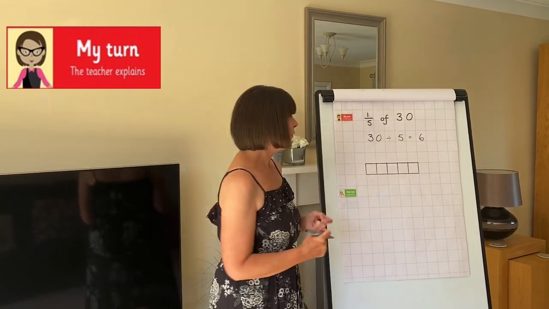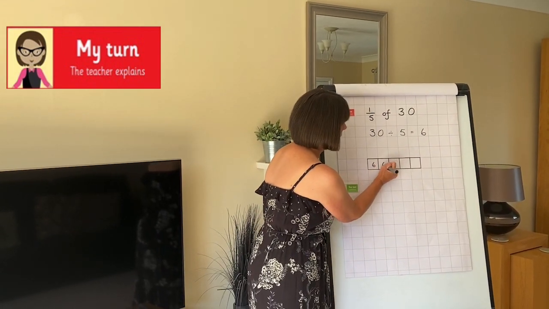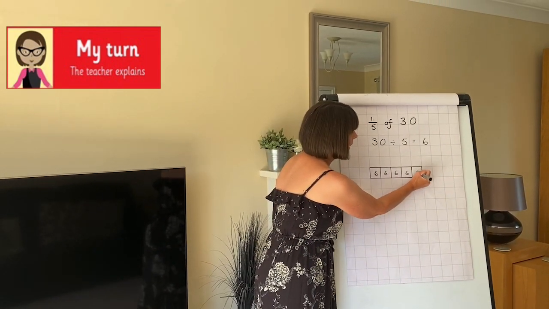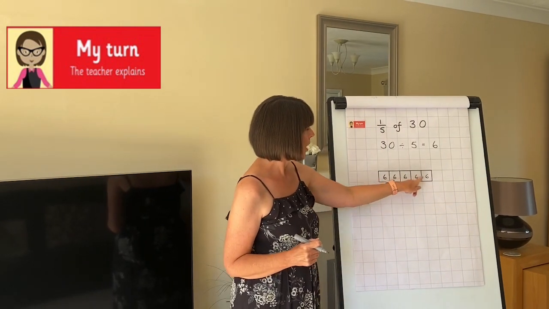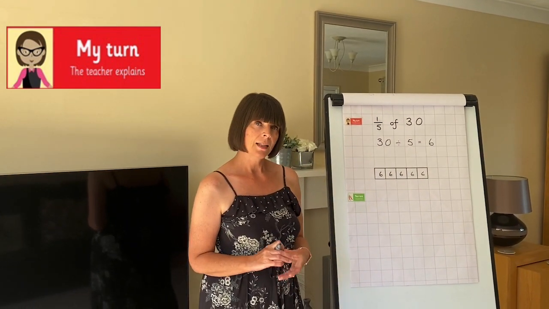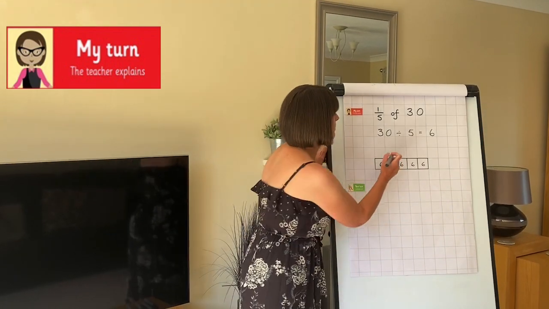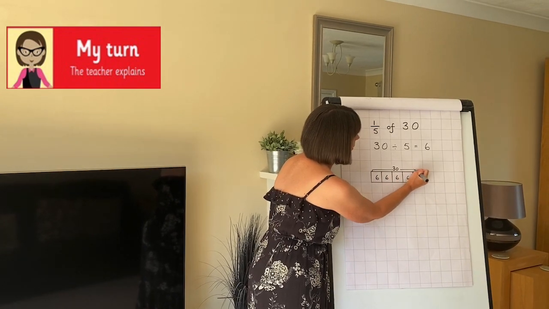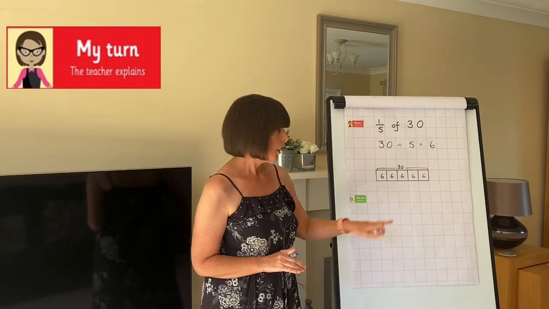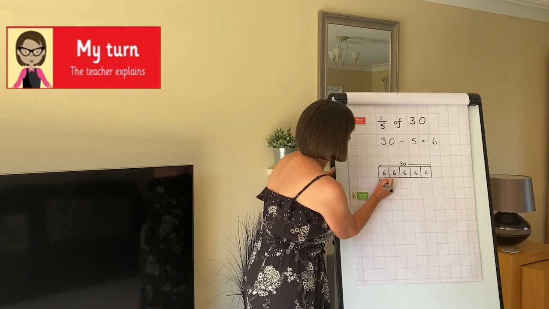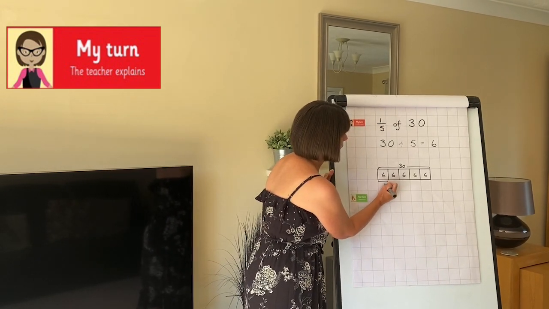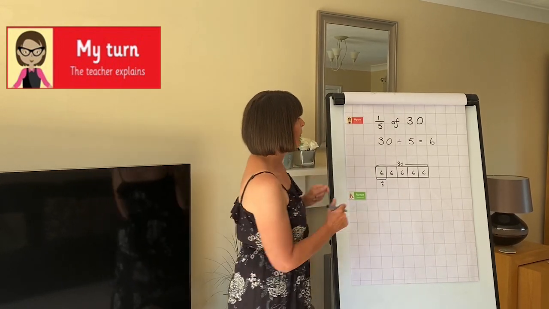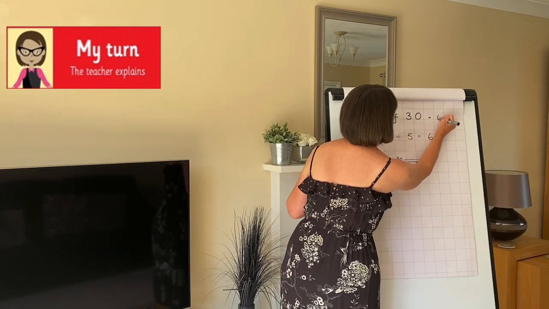So I know that 1/5 is 6. Another 5th is also 6, and another 5th is 6, and 6, and 6. So each part of that model is 6. I know the whole amount is 30, so the whole of the bar is worth 30. And 1/5, which is this bit here, is worth 6. That shows 1/5. So I know that 1/5 of 30 is 6.